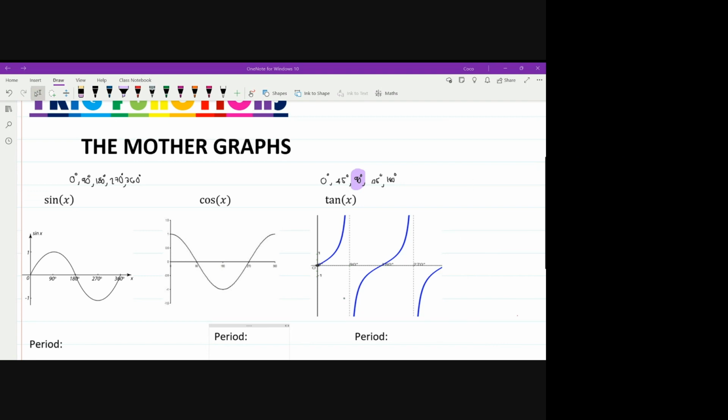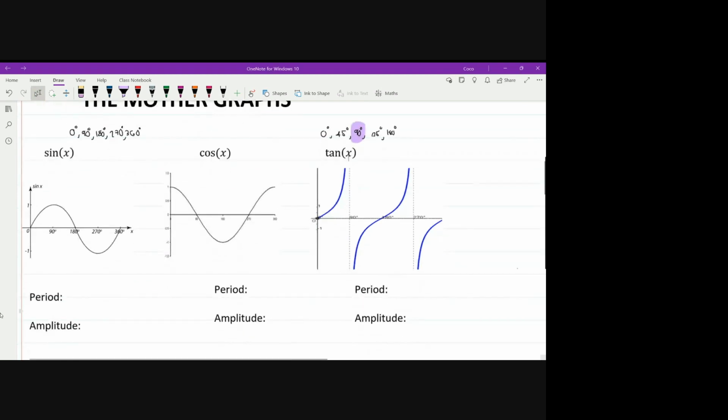The asymptote is the point of the graph where we would get an undefined function or a non-real function, because our graphs are only defined in real numbers, right? So if we look down here, we need to remember the period and the amplitude of each of our graphs. Do we remember what the period of a sine graph is? Anybody remember?